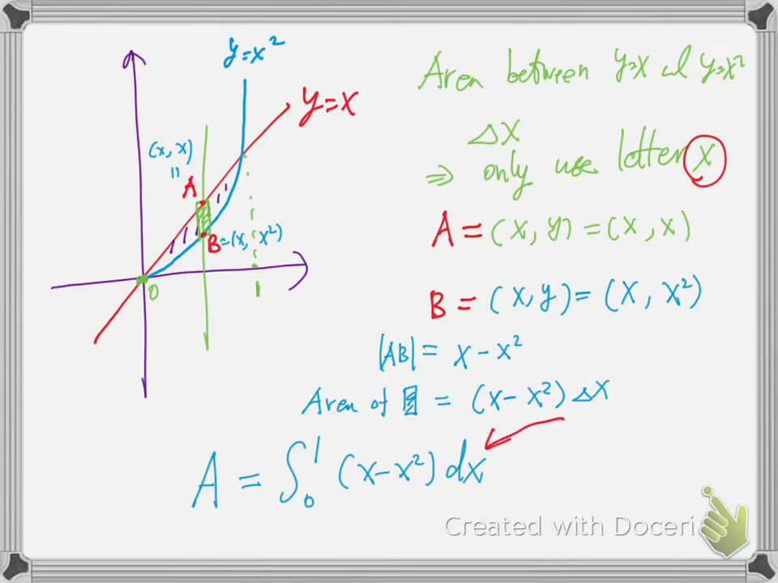That's why we use a small box. You get the area for the small box, change delta x to dx, and you get the integral. Now the antiderivative: half x squared minus one third x cubed, from 0 to 1, and then you get the answer 1/6. So this is the area problem using the letter x.